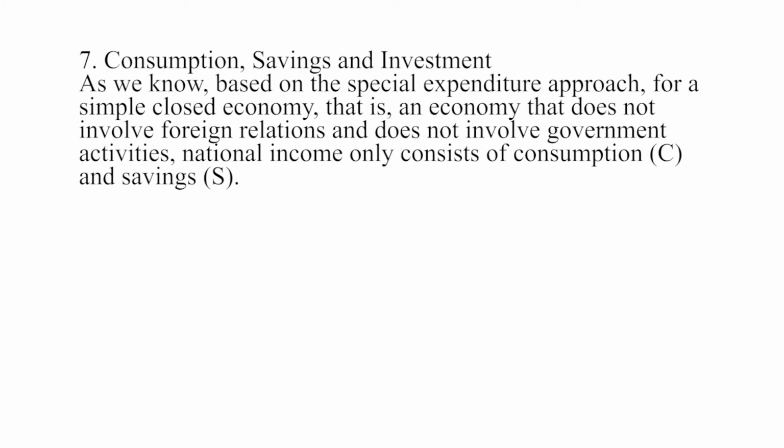And the last number is consumption, savings, and investment. As we know, based on the expenditure approach, for a simple closed economy, that is, an economy that does not involve foreign relations and does not involve government activities, national income only consists of consumption and savings.